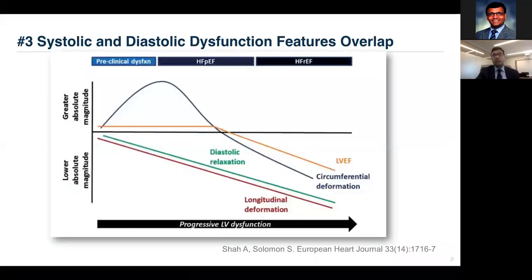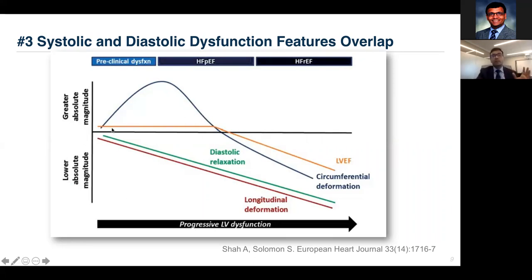Another concept that is very interesting to see and understand is the continuum of cardiac mechanics as it relates to the phenotypes of heart failure with preserved ejection fraction and heart failure with reduced ejection fraction. There is data to suggest that the LV mechanics start deteriorating in patients who have heart failure with preserved ejection fraction. So your longitudinal strain starts going down right away. It's the most susceptible feature of LV mechanics.